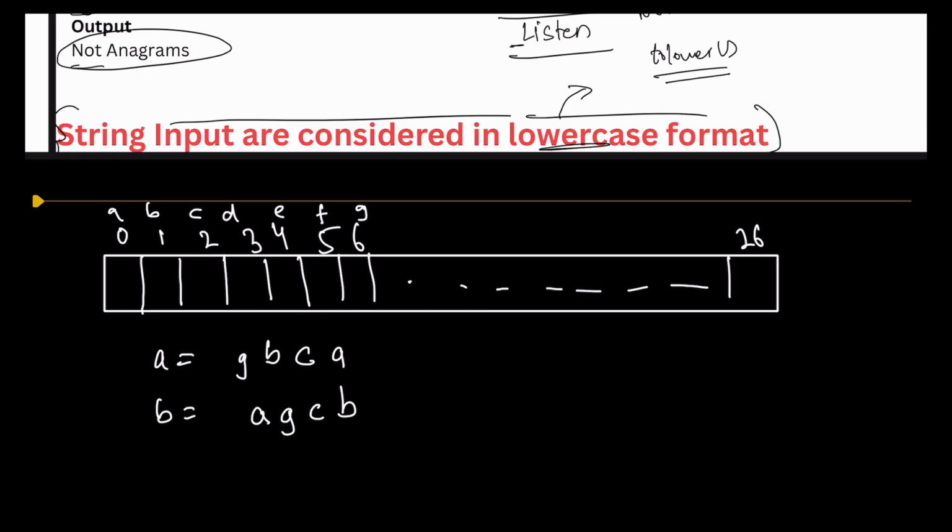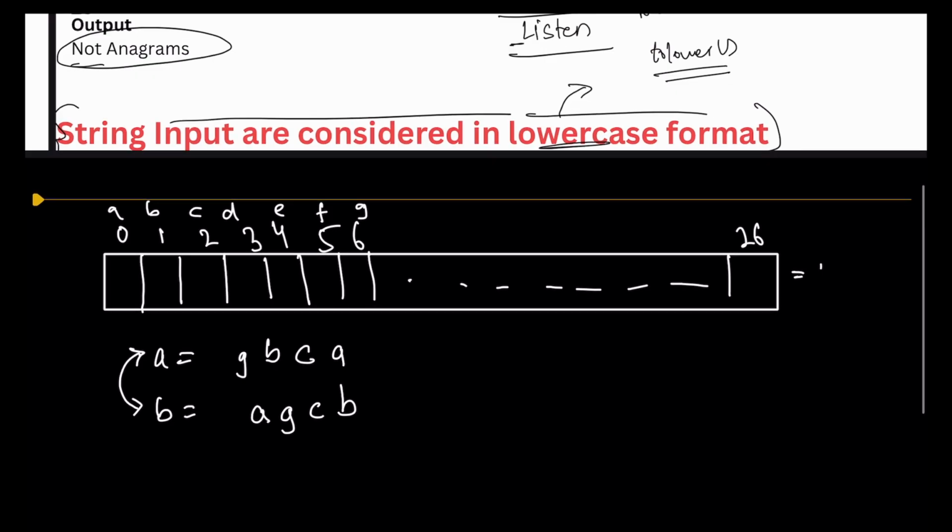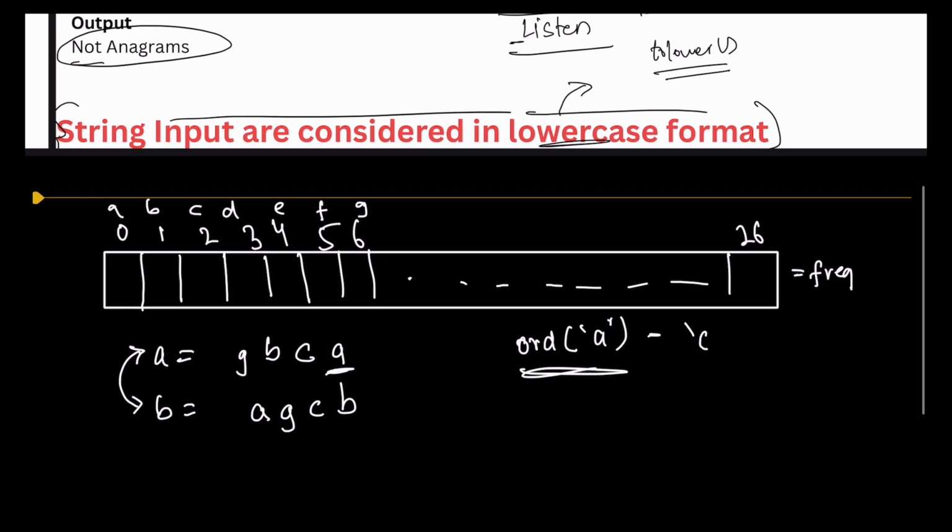You need to check whether these two strings are anagrams or not. So how can you proceed? You can create a frequency array of size 26 and find the index value of each character, which is very easy. In Python you can use ord, or in C++ you can directly convert a character to int. You will have that particular ASCII value, so you can find this.